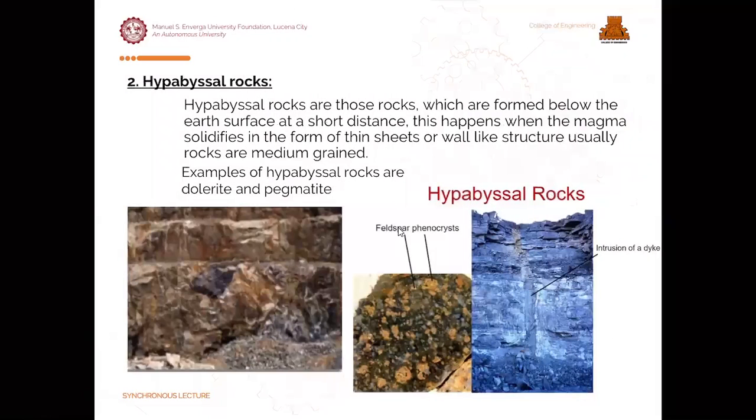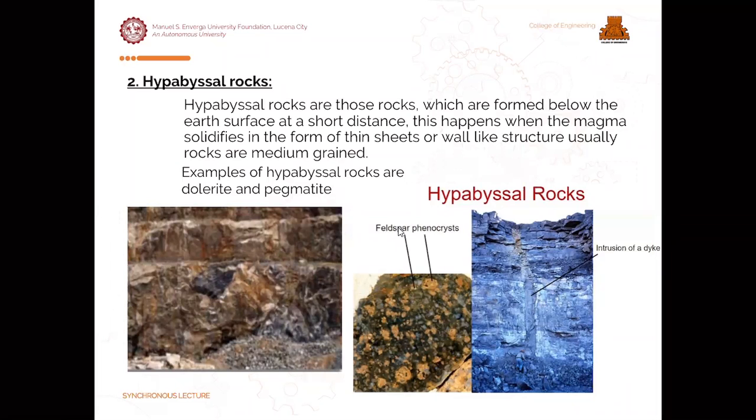Next, the hypabyssal rock. So, these rocks are formed below the Earth's surface at a short distance. This happens when magma solidifies in the form of thin sheets or wall-like structure. Usually, the rocks are medium grain. Okay? So, examples of it are dolerite and pegmatite.